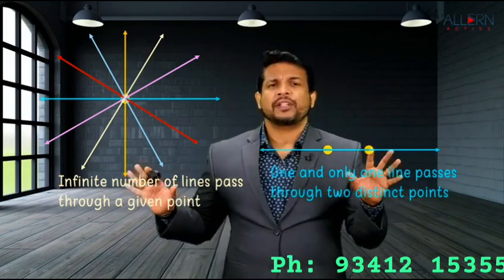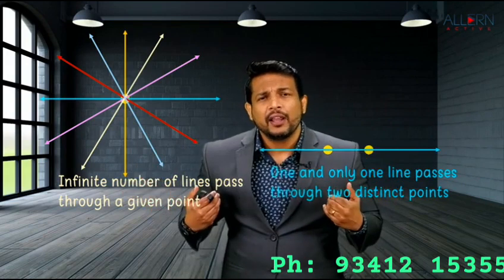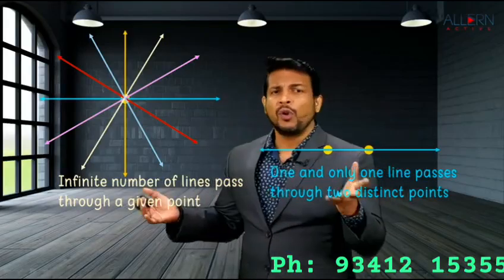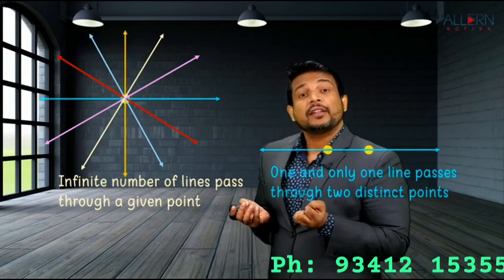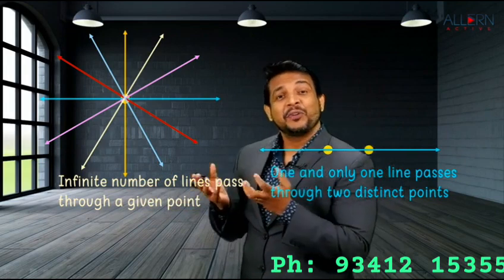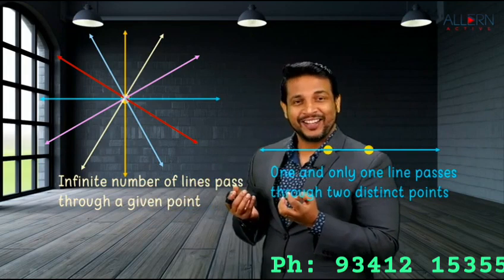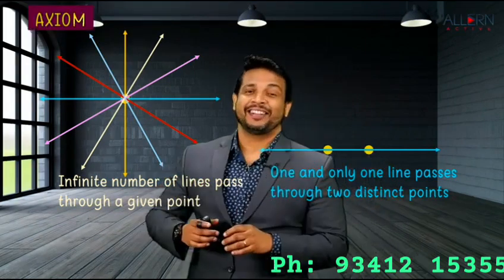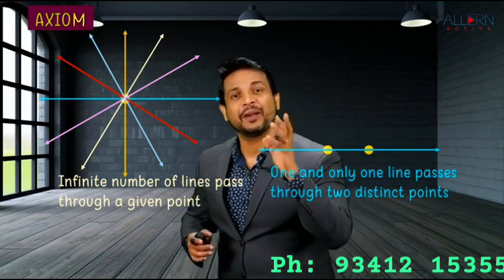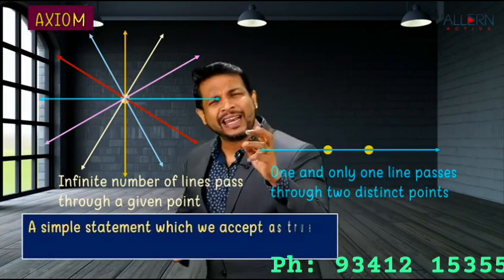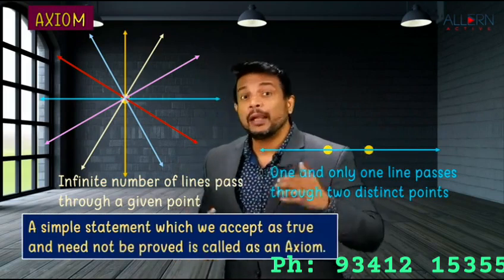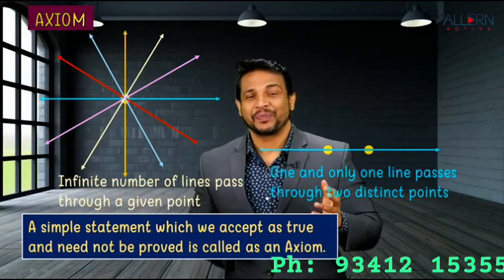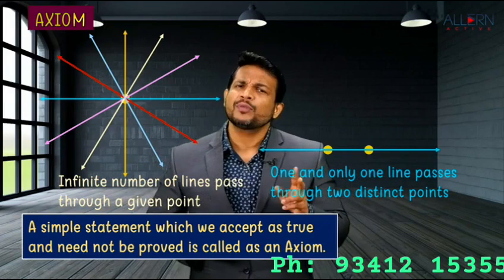Now when you look at these two statements we made by just observing, did we require any proof? Did we tell someone, come and prove this? No. We directly accepted it as true, right? These are universal statements. These are universal truths. They don't require any proof, right? Such a statement is called an axiom. So what is an axiom? It's a simple statement which we accept as true and need not be proved, called an axiom, right? So these are two statements which we learned as axioms.